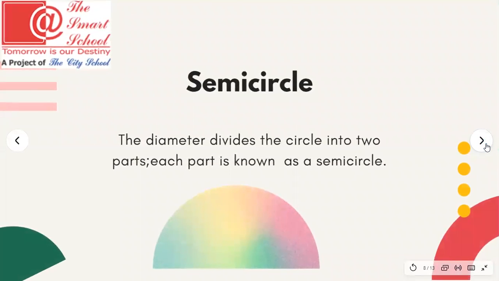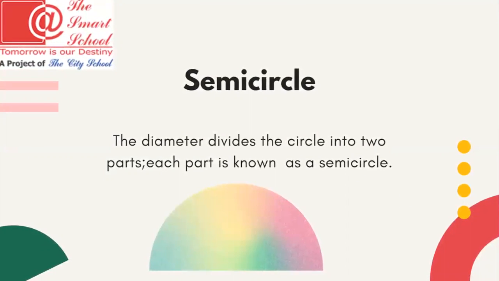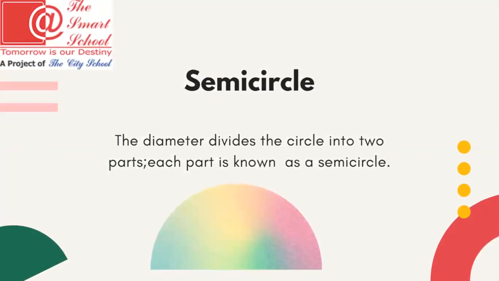And now we have semicircle. The diameter divides the circle into 2 parts. Each part is known as a semicircle. Dear students, remember that the word semi means half. So the word semicircle itself is telling you that I am the half of the circle.